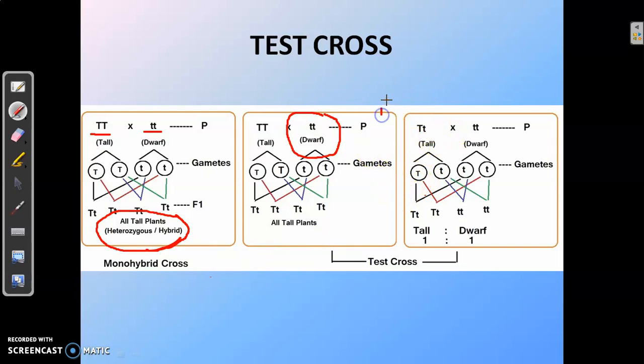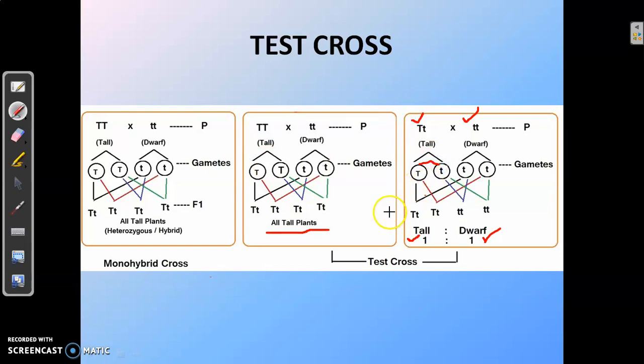In the first cross, we have crossed a tall plant with a recessive dwarf plant. In this case, all the obtained offspring are tall in nature. In the second type of cross, when we have crossed a tall plant again with a dwarf plant, the offspring obtained are in the ratio of tall to dwarf of 1:1. Now, why is it so? In the first case, the tall plant is homozygous tall, but in the second case, it is heterozygous tall.